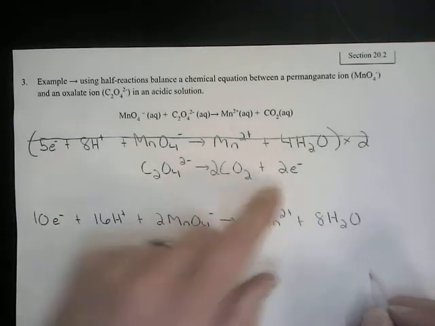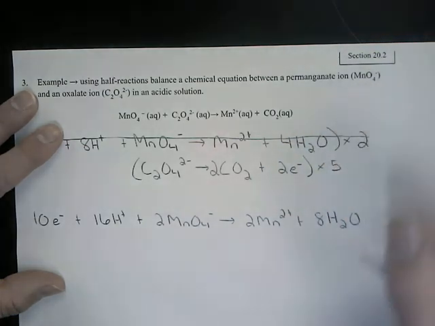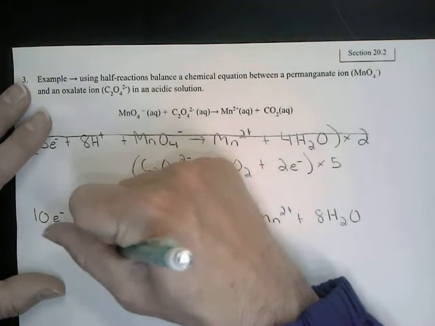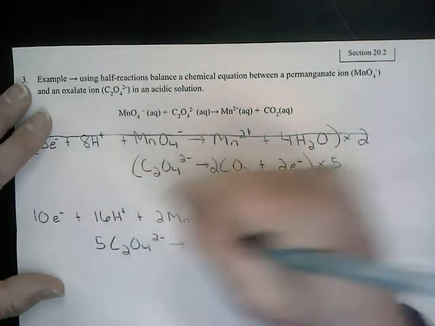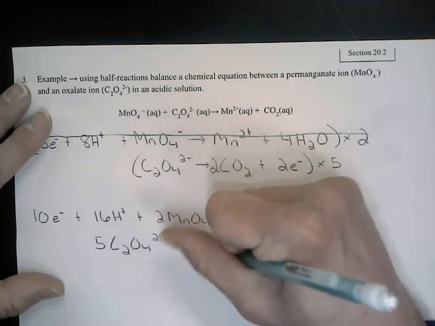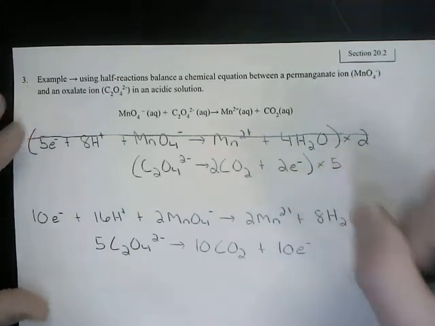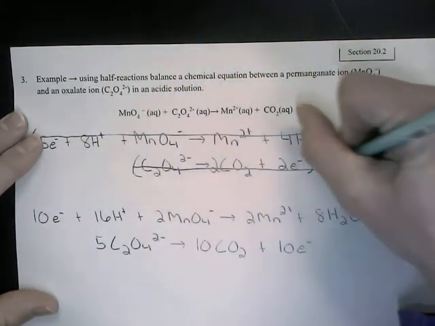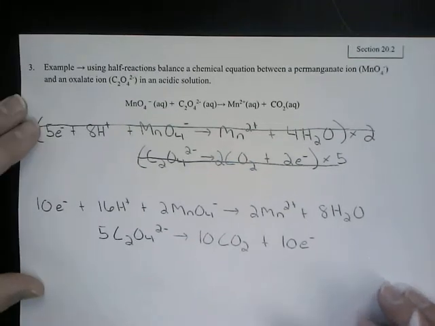Now, again, we have to get to 10 electrons. So to get to 10 electrons on the bottom here, I need to multiply that equation by 5. So I'm going to have 5 C2O4 2 minus, and that's going to go to 10 CO2 plus 10 electrons. Okay, so now everything is good to go. And again, I like to cross this out to signify that I'm done with this. And the only thing that we can do here is cancel out our electrons.